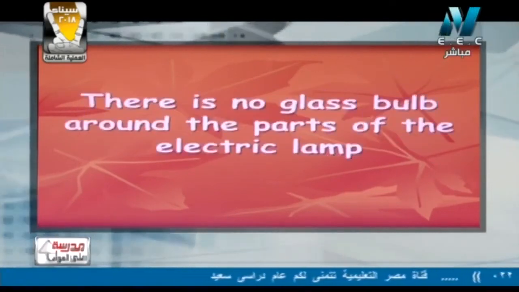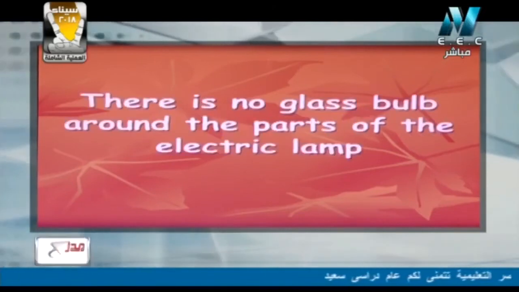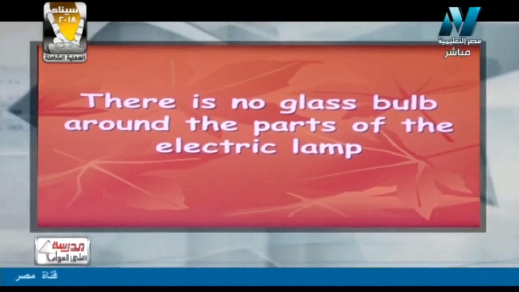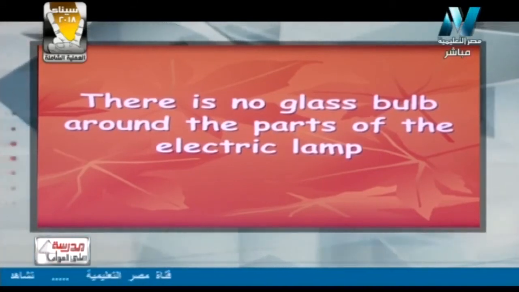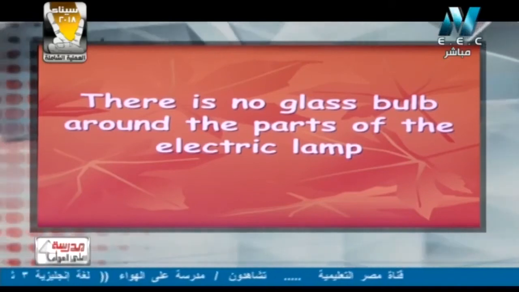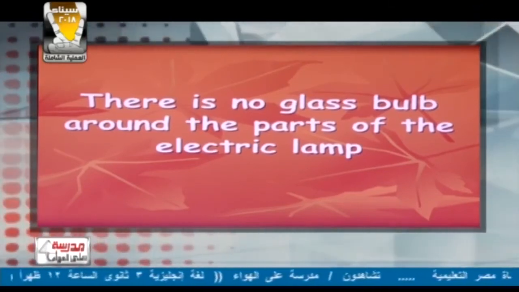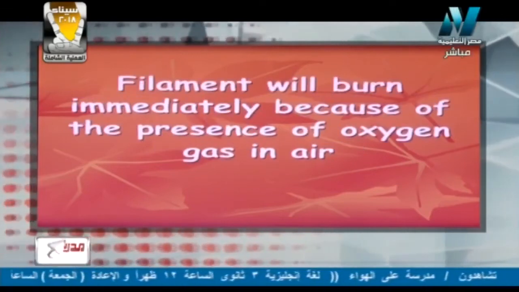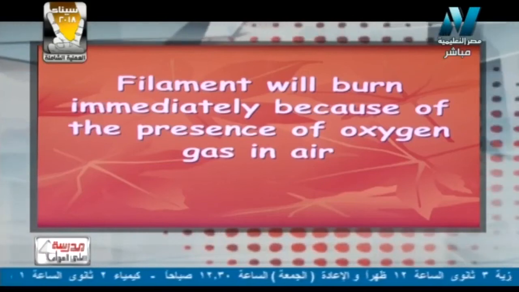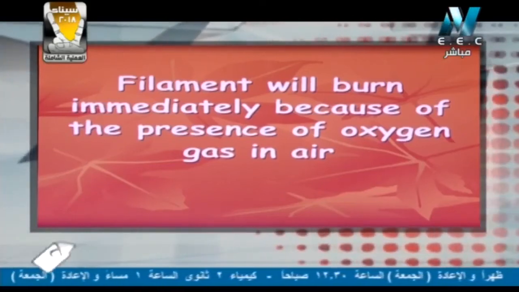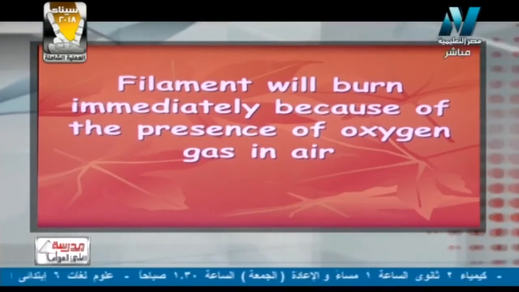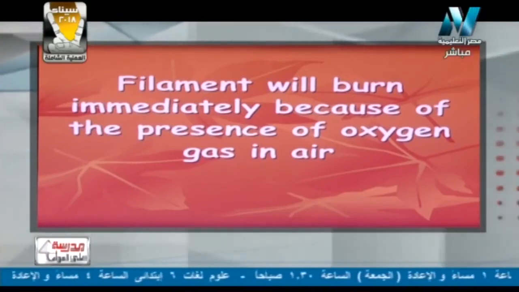What happens if? Another type of question which is: what happens if there is no glass bulb around the parts of the electric lamp? هتخيل إن في electric lamp without glass bulb. طبعا surely the light bulb or the fluorescent lamp will burn immediately. هتتحرق فورا لأن هيدخل لها oxygen gas أو air. So the answer will be that the filament will burn immediately because of the presence of oxygen gas in air. الفيلامنت هتتحرق فورا بسبب وجود الأكسجين في الهواء.